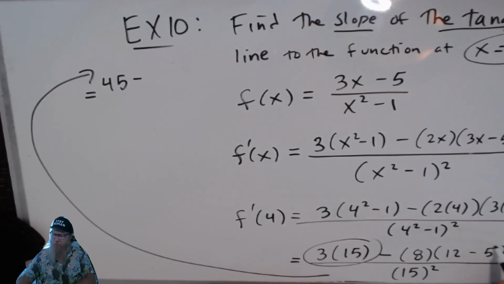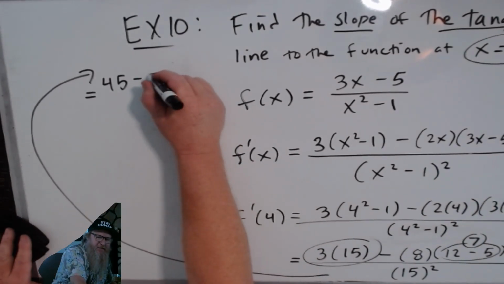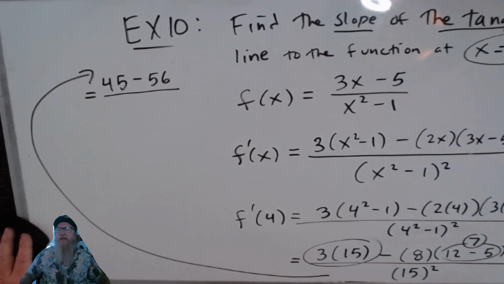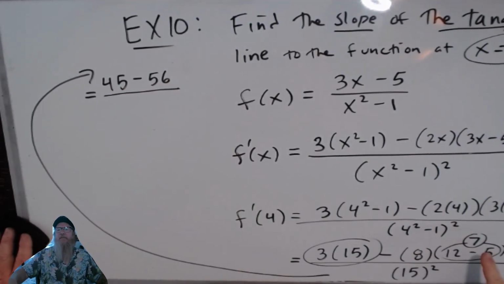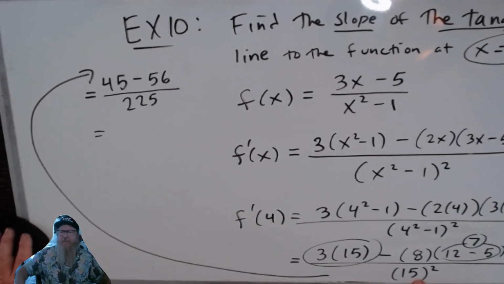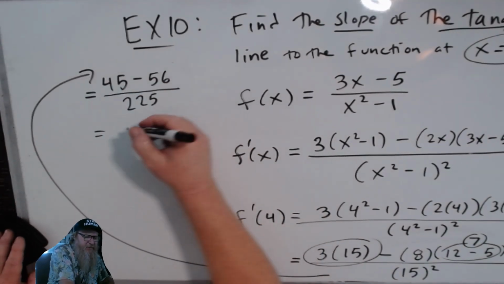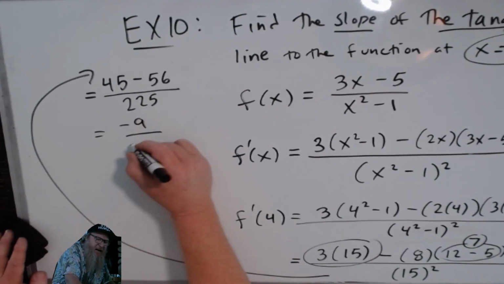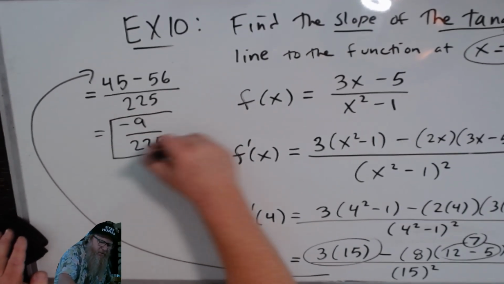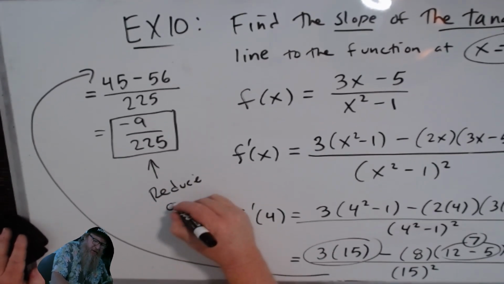I've got 12 minus 5 is 7. 8 times 7 is 56. And then the bottom is 225. 15 squared is 225. 45 minus 56, I believe, is negative 9 over 225. Simplify or reduce only if possible.